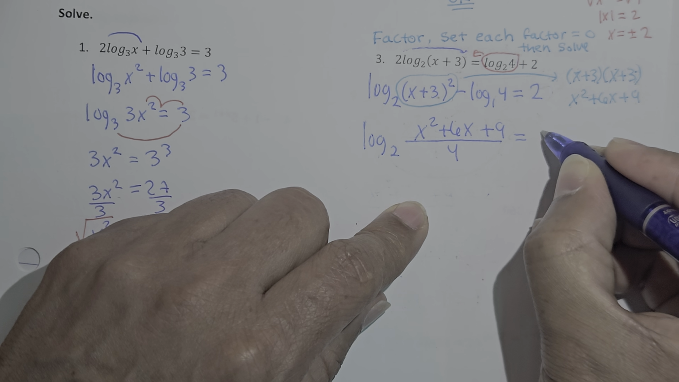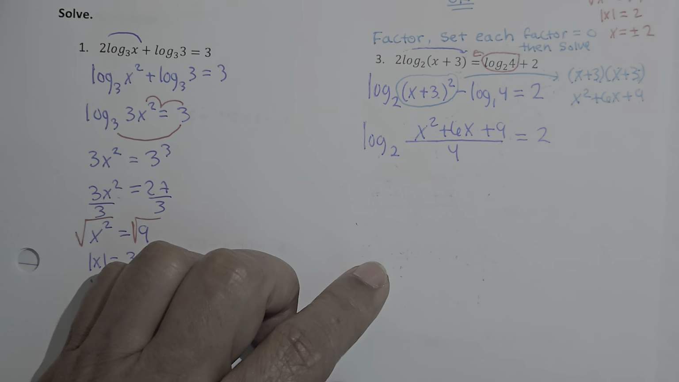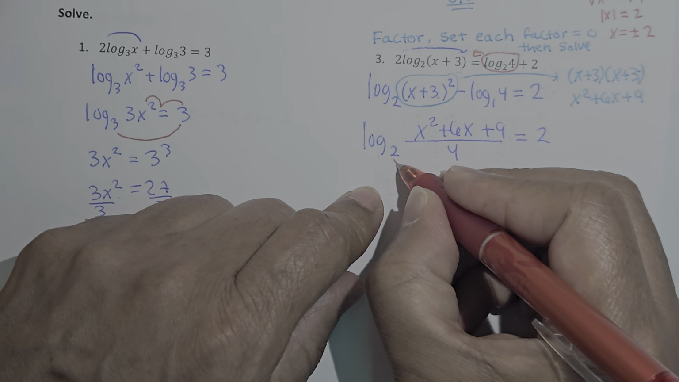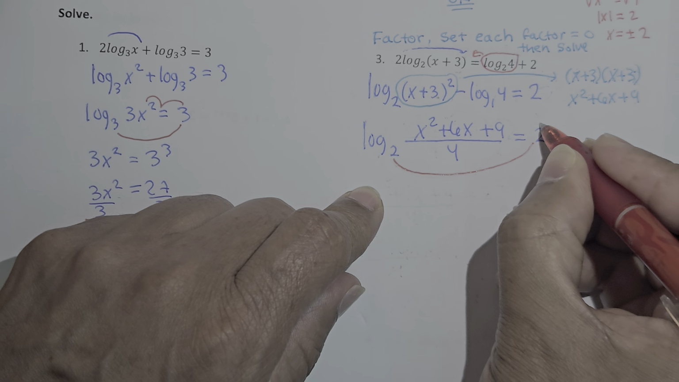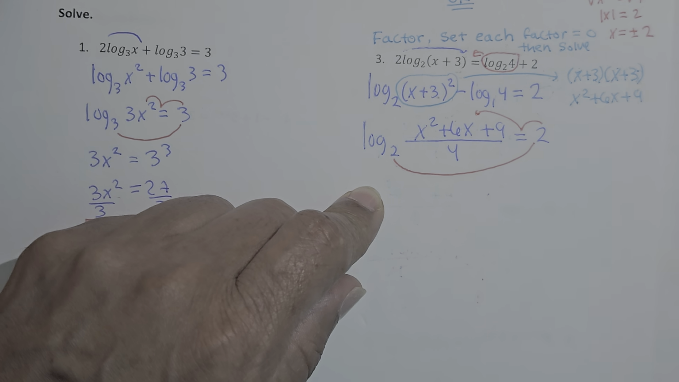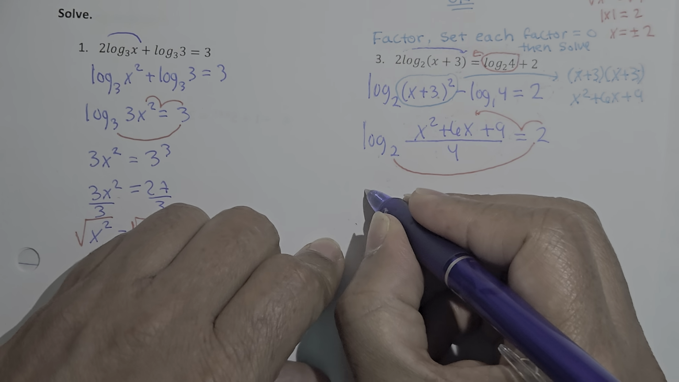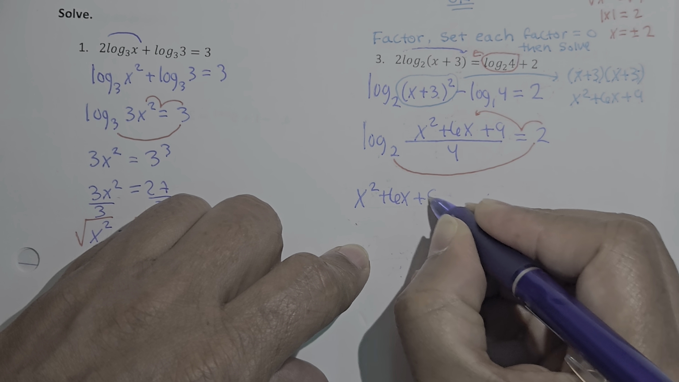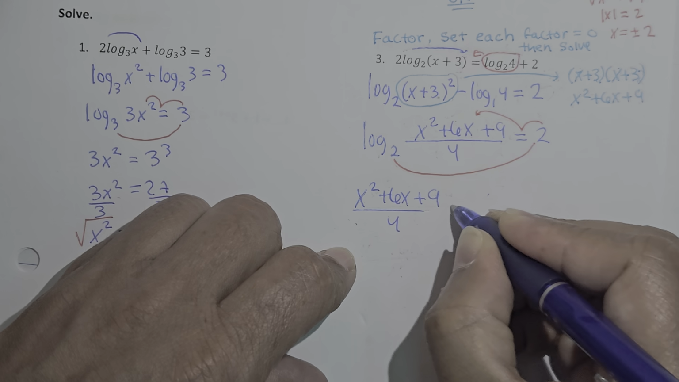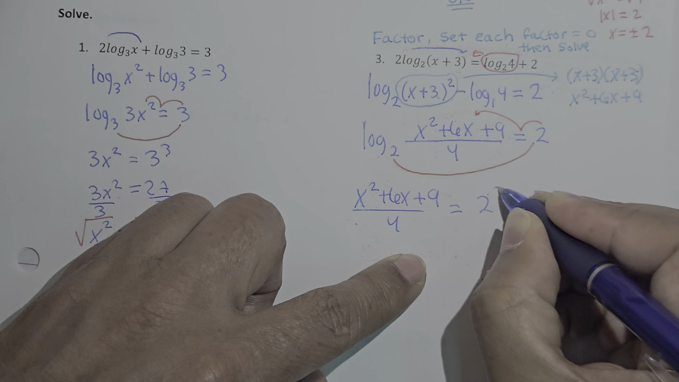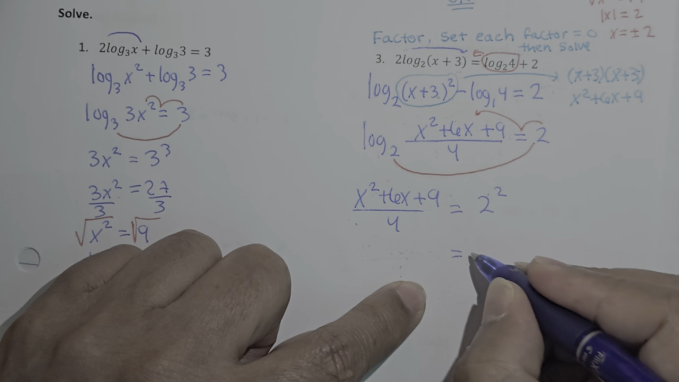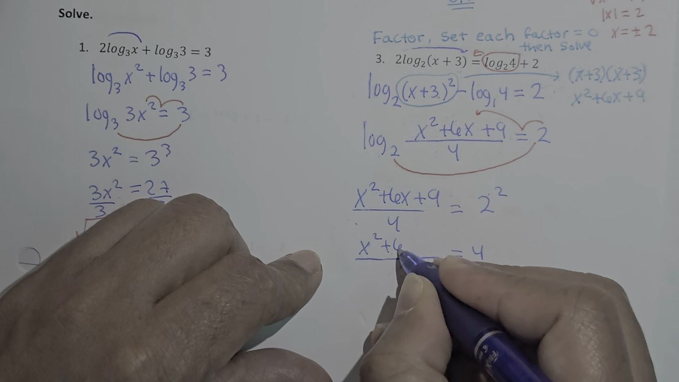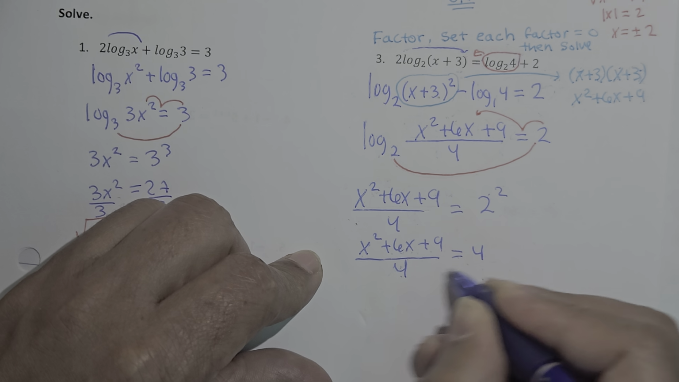And this is equal to 2, right? Now we are ready to take the inverse of the log. So take the base of the log, raise it to the power of 2, and set that equal to this expression. So we have x squared plus 6x plus 9 over 4 is equal to 2 squared. We know 2 squared is equal to 4. So then we have x squared plus 6x plus 9 over 4 is equal to 4.